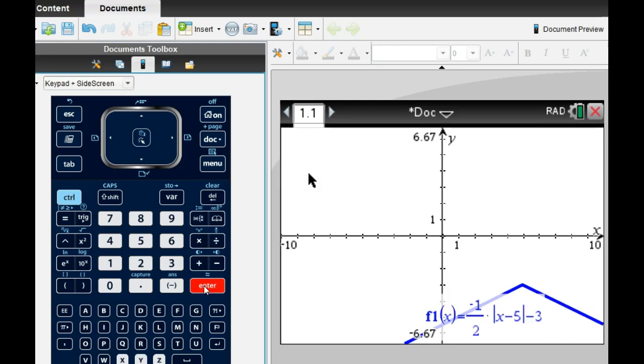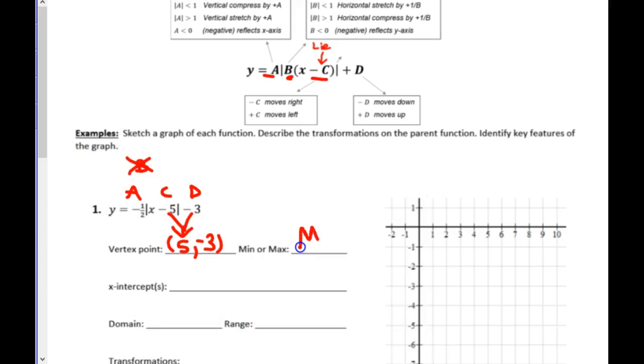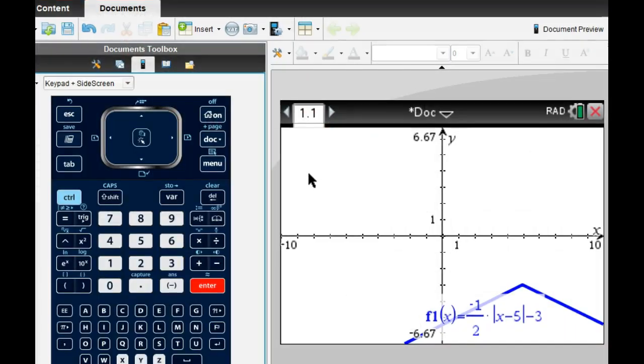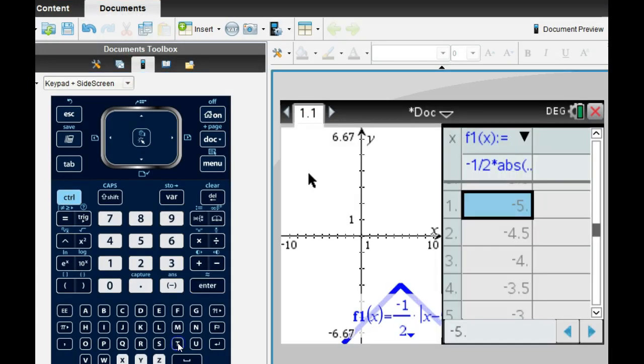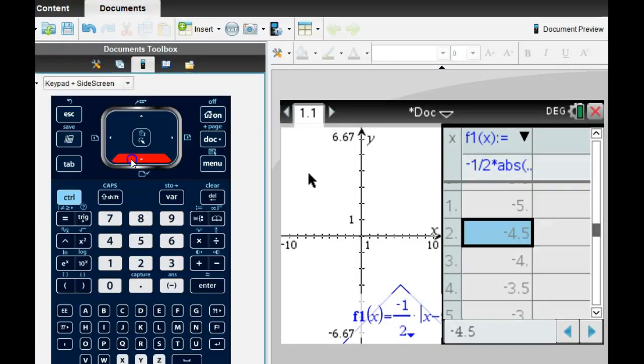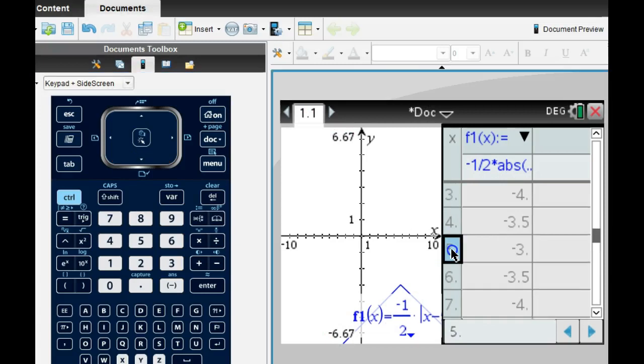Now, is that a min or a max, that vertex? Max. It's at the top, right? All right, so it's a max. And how do I get the points from this graph on the calculator? Control T for a table, right? Now, I want to find this vertex, 5, -3. So I'm going to go down until I get there. 5, -3. When you plot points, plot 2 before and then 2 after. So I'm going to plot all 5 of these points.